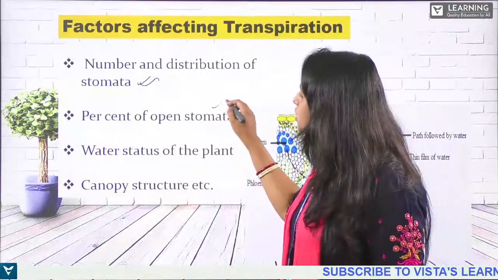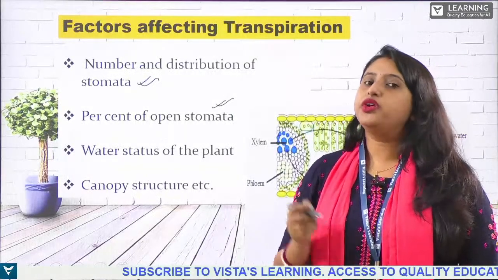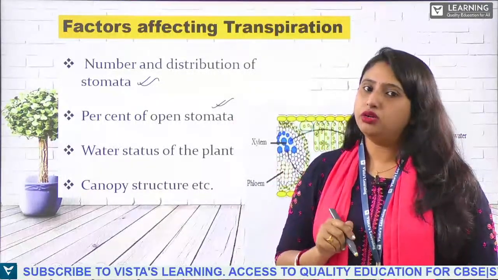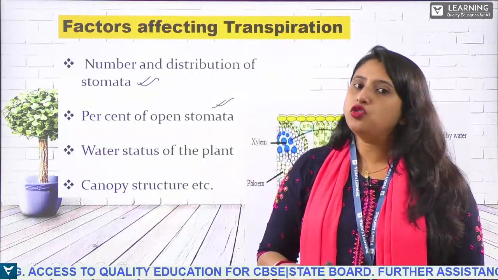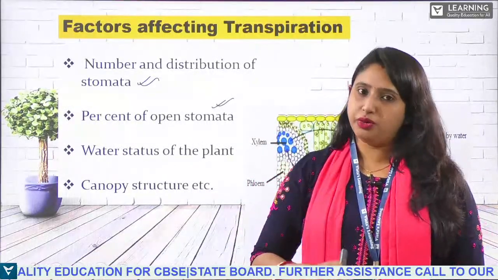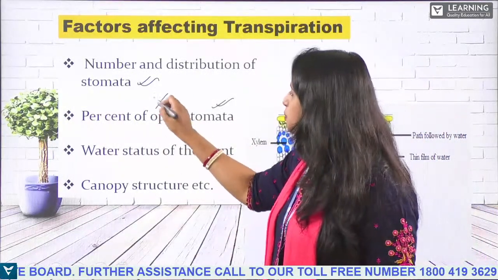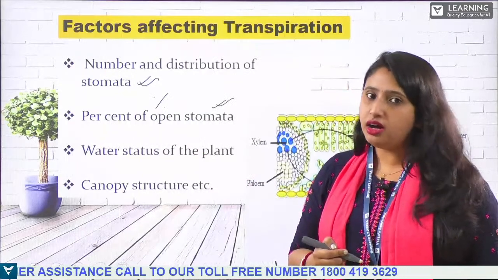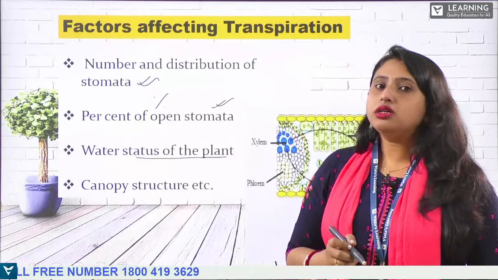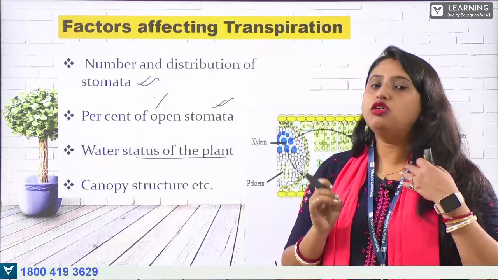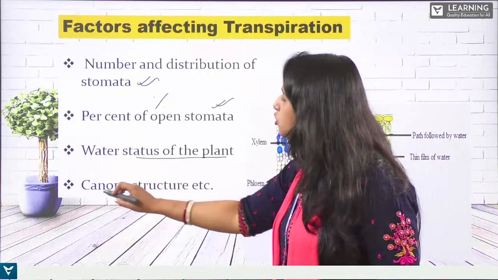Percentage of open stomata. Transpiration will take place only when the stomata are open. When the stomata are open, only then will there be loss of water in the form of water vapor, right? So it depends on the percentage of open stomata. Next, water status of the plant. How much amount of water is present in that plant? Next, canopy structure.